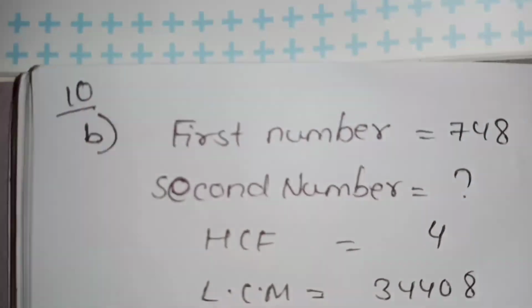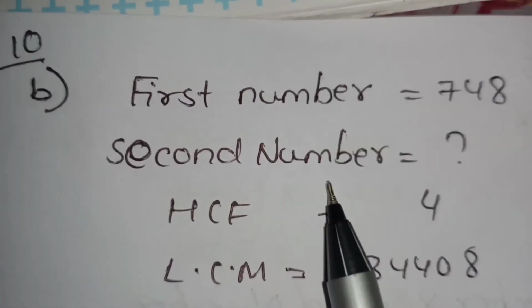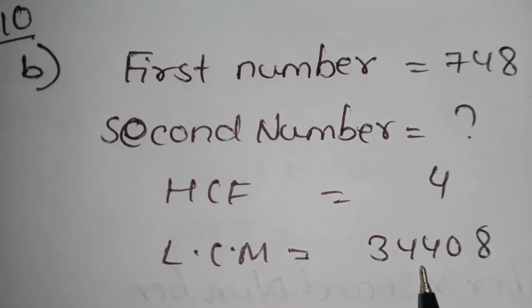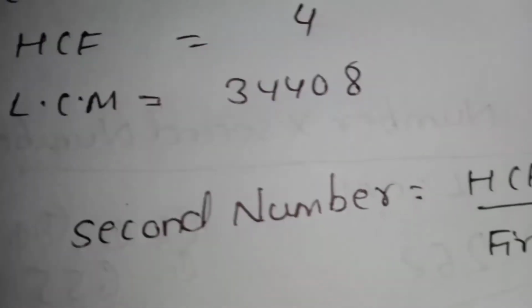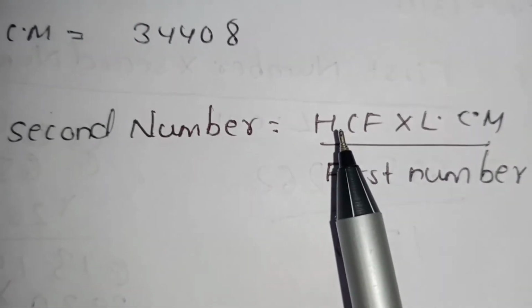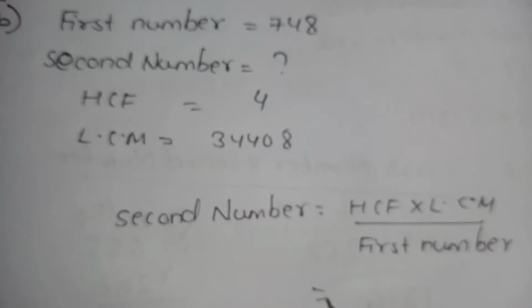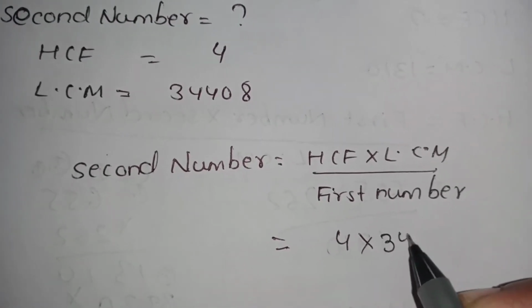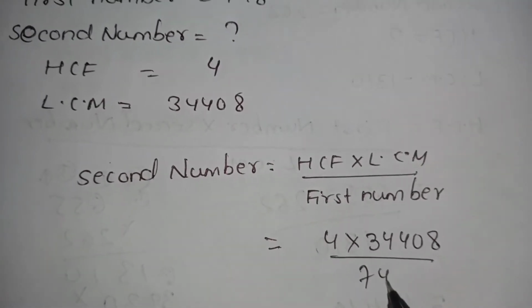So see here, first number is given, that is 748. Second number is not given, put a question mark. SCF is given, 4, LCM is given, 34,408. So what you have to do for the second number is what? SCF into LCM by first number. So what is SCF? SCF is 4. What is LCM? 34,408, and the first number is 748.